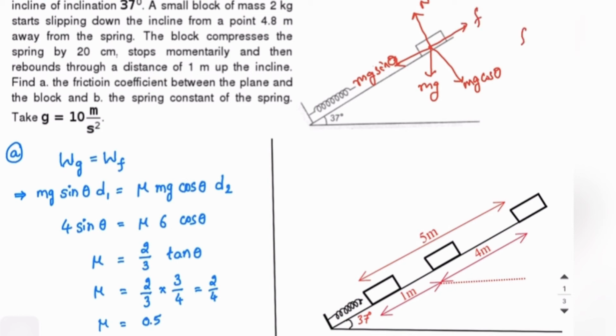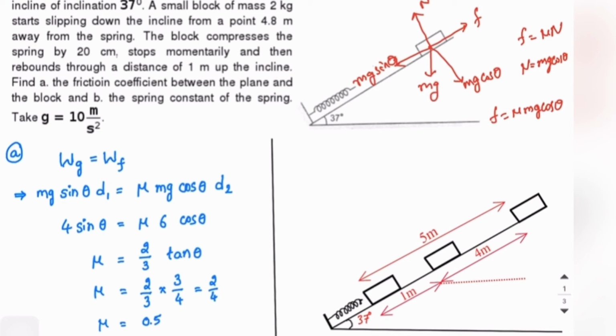Here the frictional force is mu into N, and the normal force is balanced by the mg cos theta component. So N is equal to mg cos theta. Now I am substituting this N value in the frictional force. F is equal to mu into mg cos theta.